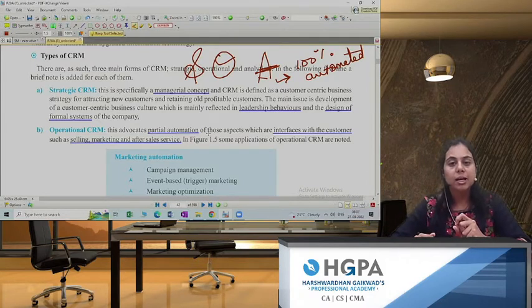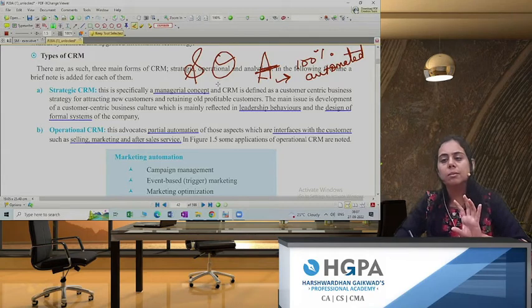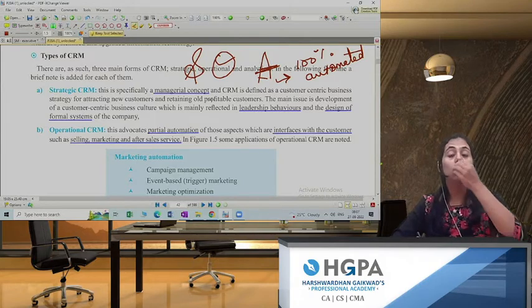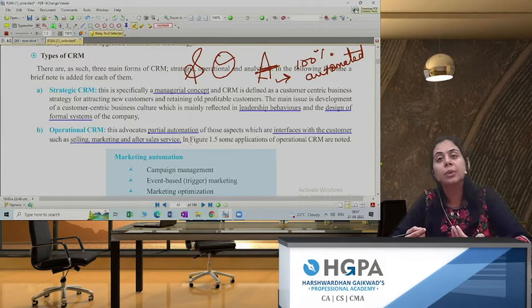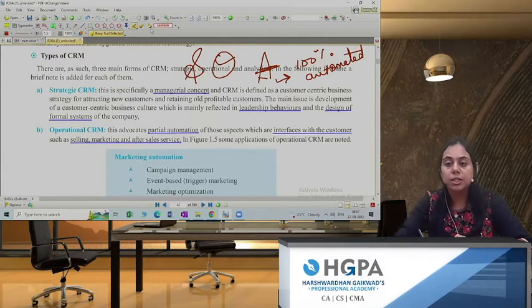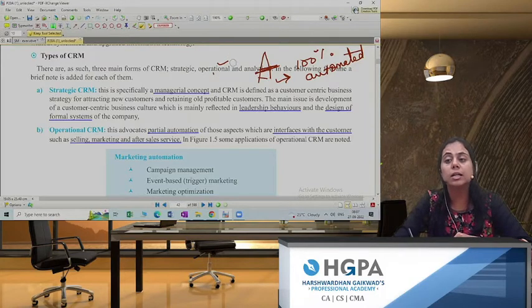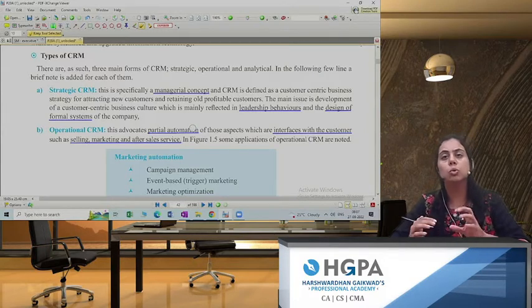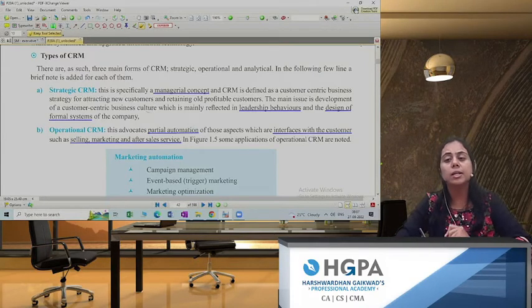Now next comes the operational CRM. Operational CRM is partial automation. It's not 100% automation. It's a partial automation where there is a proper interaction with the customer in terms of selling to them, marketing to them, or after sales services, or whatever the customer needs. And the first one is the strategic CRM. From the word strategy itself, you understand it is something done at the managerial level. It will be done at the highest level, that is, defining the leadership needed, or designing a system, or designing a process, rules, regulations. That is the strategic CRM.